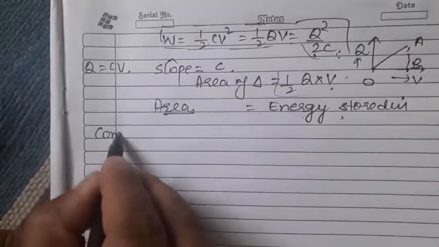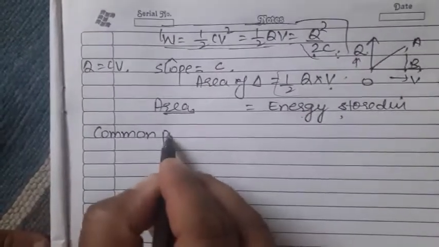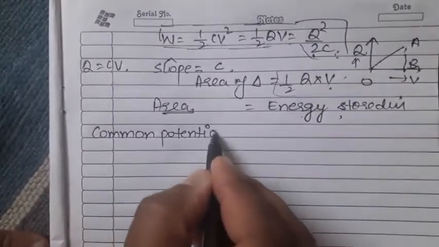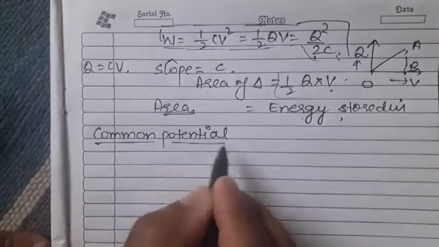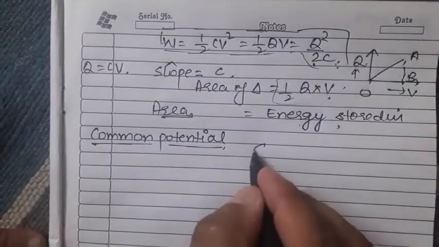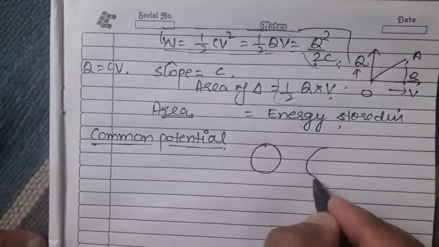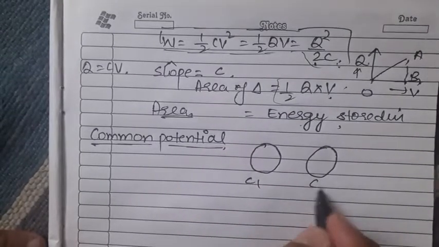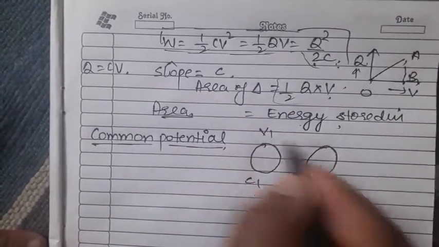Next term that comes in our mind is about common potential. Now what happened, children: I had two conductors, with capacities C1 and C2, with potentials V1 on this one and V2 on this one.